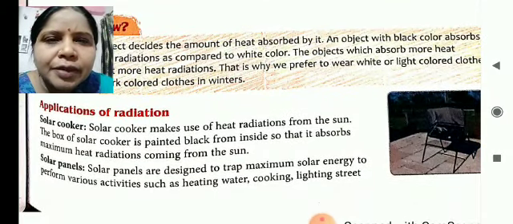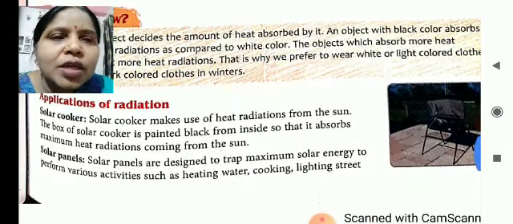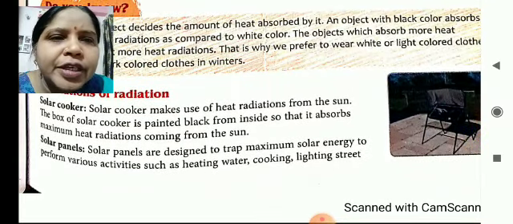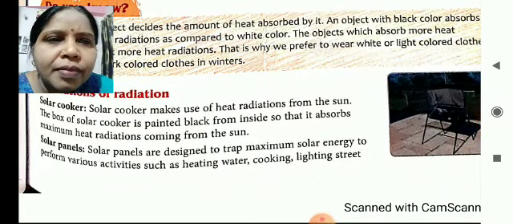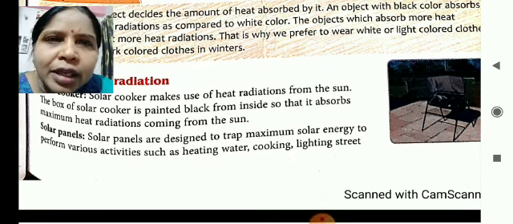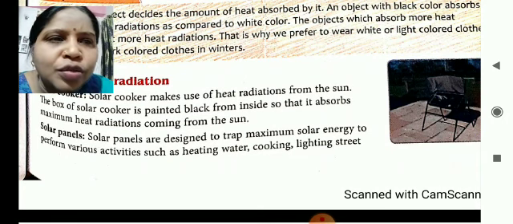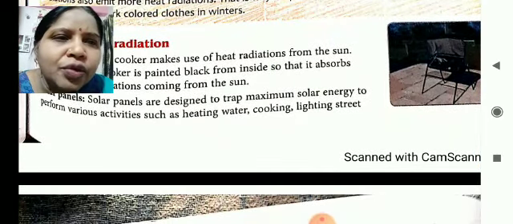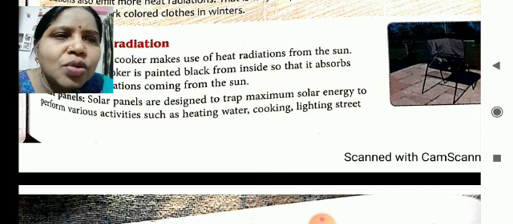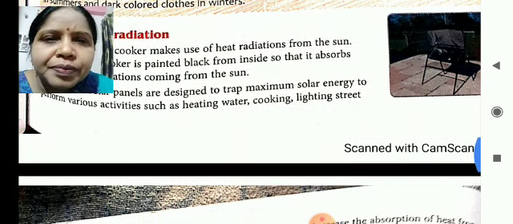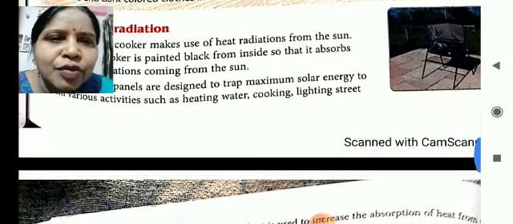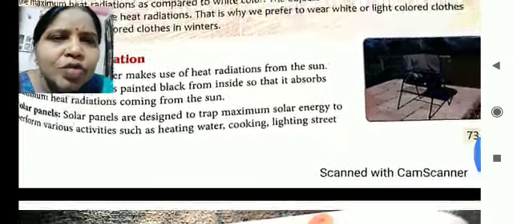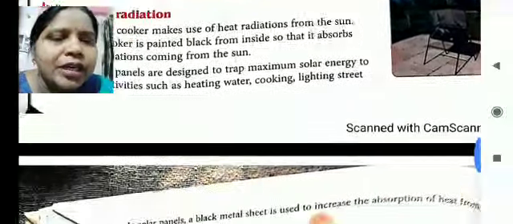Applications of radiation: a solar cooker cooks food due to heat radiation from the sun. It is painted black, the heat is absorbed by the cooker and the food gets cooked. Then solar panels are designed to trap maximum solar energy to perform various activities, for example, heating water, cooking, lighting, etc.